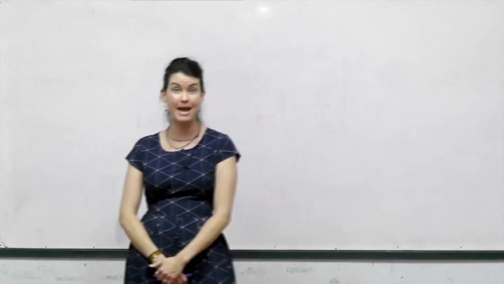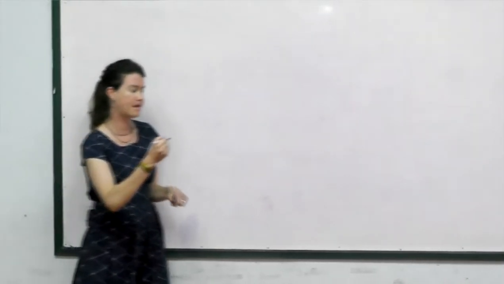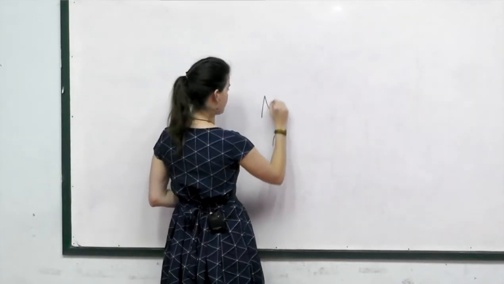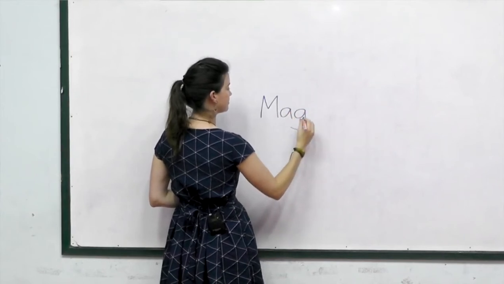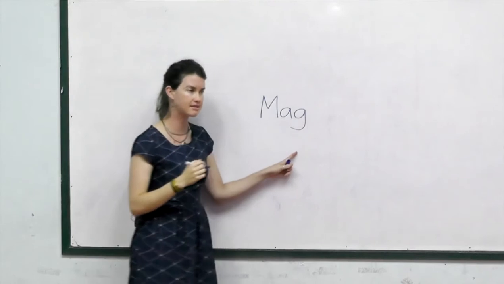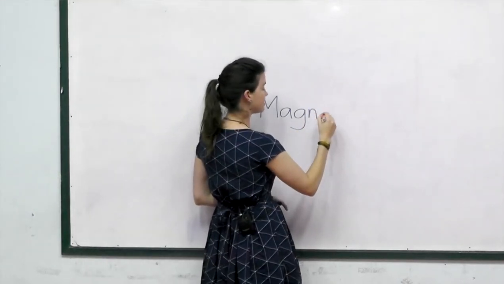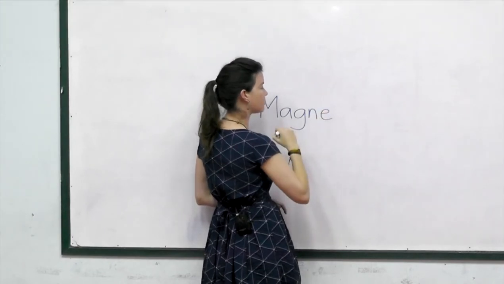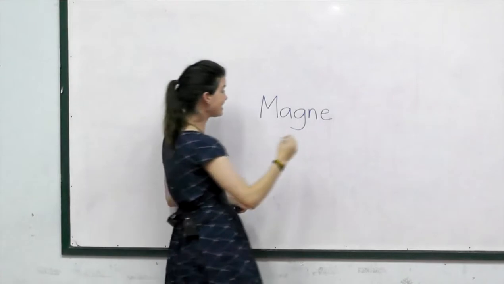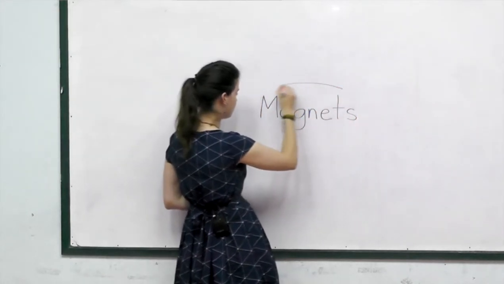So let's think about magnets first. Magnets. It starts with an M. Magnet. What sound comes next? Close. It does sound like an I. It's an E. And what's the last sound we hear? Magnet. T. And we can put an S on there.